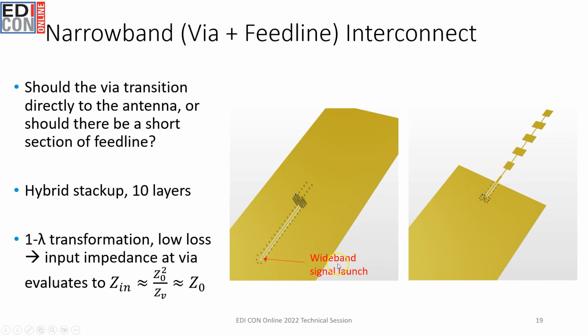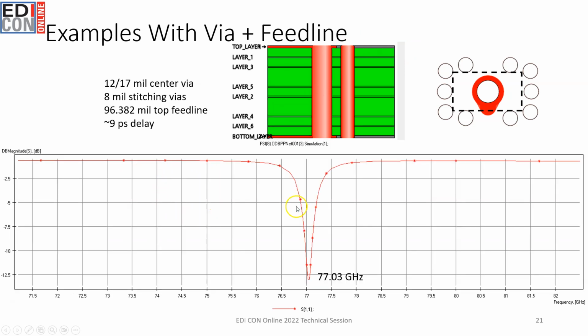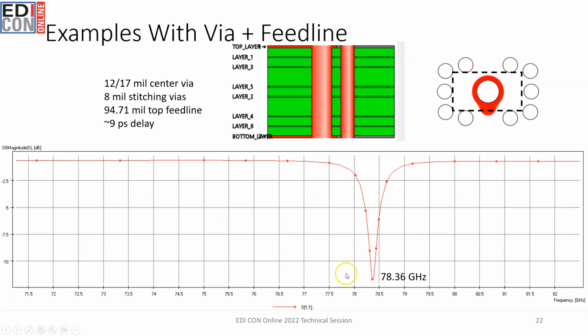So you start with a wideband signal launch, and then you get over to your via structure, and then in this trick I'm going to show in the next slide, you actually have a short section of feed line coming off of your via transition and then going to wherever you want it to go. It could go to a component, or, as I've shown here in this graphic, could go to an antenna. And so just by tuning that feed line up on the top layer, you can actually control where these peaks sit in the S11 spectrum.